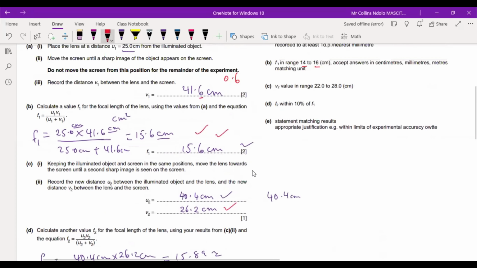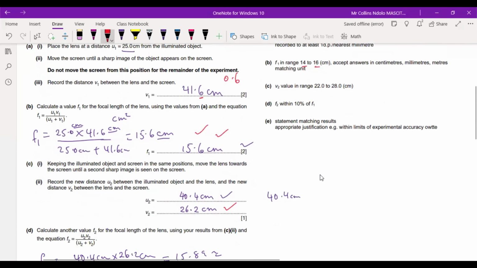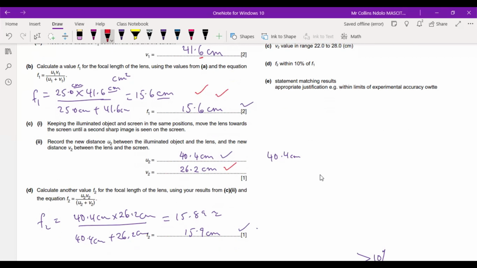For you to get the mark for F2, it has to be within 10% of F1. So if you try to do that, 15.9 minus 15.6 is 0.3. Then 0.3 over 15.9 is a value that is less than 10%, you can confirm. So if that is confirmed, let's say I didn't score full mark for F1, but if F2 meets this condition, then I will get a mark for that particular part.